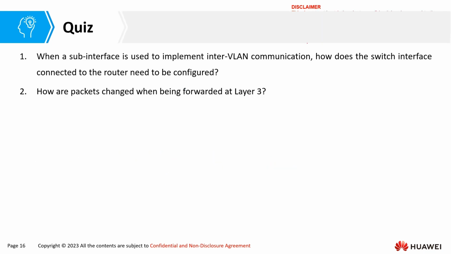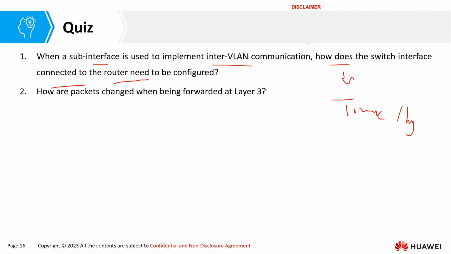Okay, let's go through a quiz. When a sub interface is used to implement inter-VLAN communication, how should the switch interface connected to the router be configured? We can configure it as a trunk, or as a hybrid, to permit packets carrying the VLAN corresponding to the terminal.